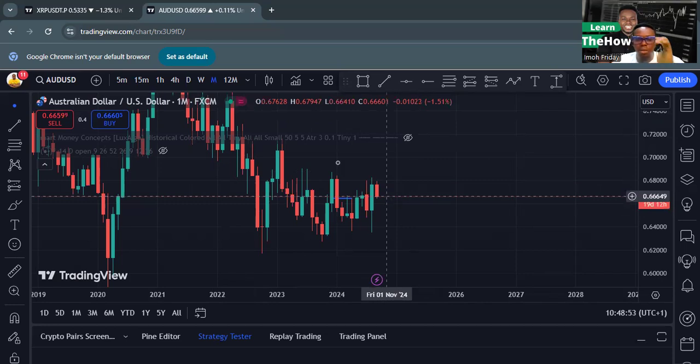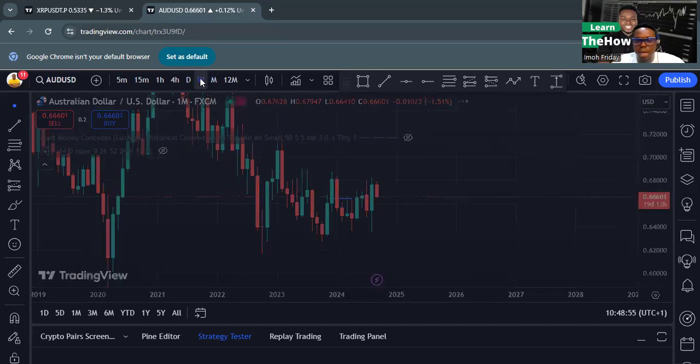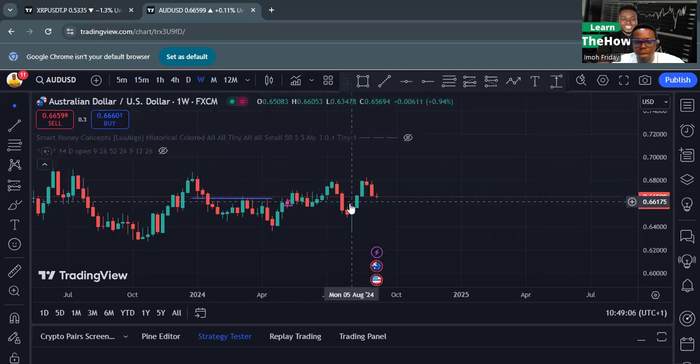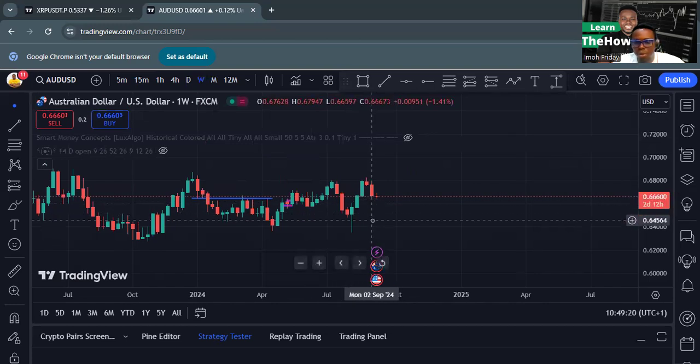With that in mind, let's go to 1 week, so we can also confirm that this is a bear market. It's from August that it started going up, then from September it started coming down. This tells you that this is a bear market, another confirmation from the weekly time frame. This is also coming down as well.